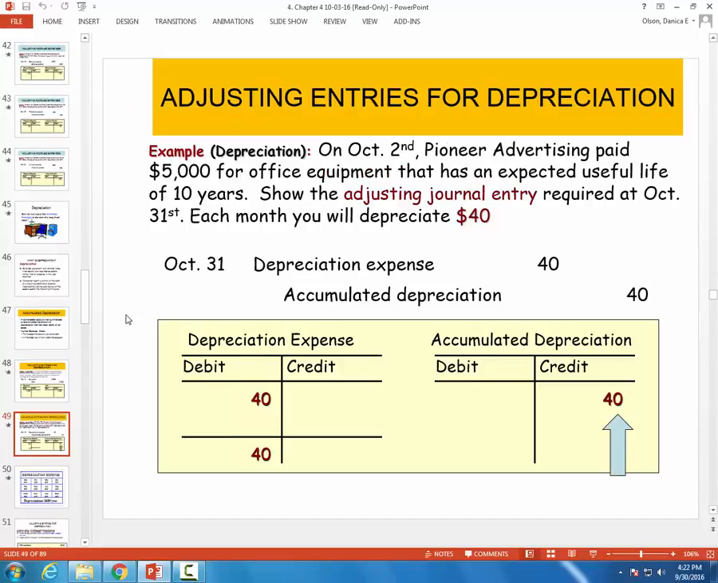When you have property, plant, and equipment, that equipment or property is used up during the period. When we use it up, we need to record depreciation expense. In this example, we have some office equipment. 1 month of depreciation is $40. Our journal entry is a debit to depreciation expense and a credit to accumulated depreciation. Accumulated depreciation is a contra asset account. It has a normal credit balance. To increase accumulated depreciation, you will always do a credit.